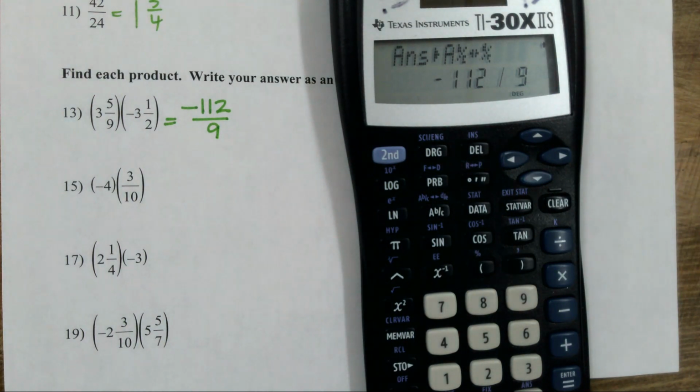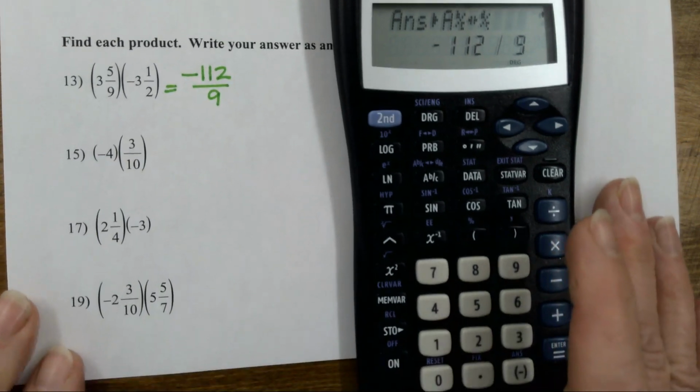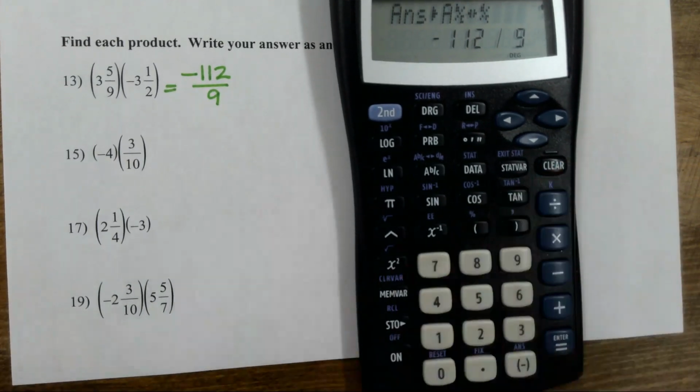Okay, so let's work through the next few and see how our answers compare. Again, make sure your answer is in improper form when you're done. And that means bigger on the top, no whole number.